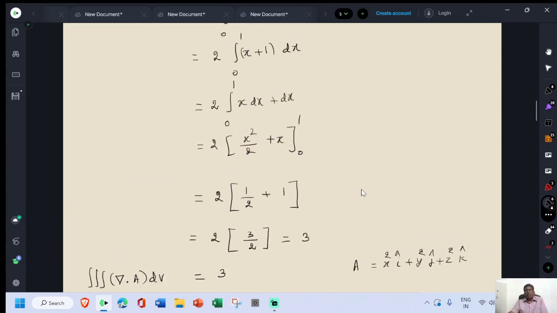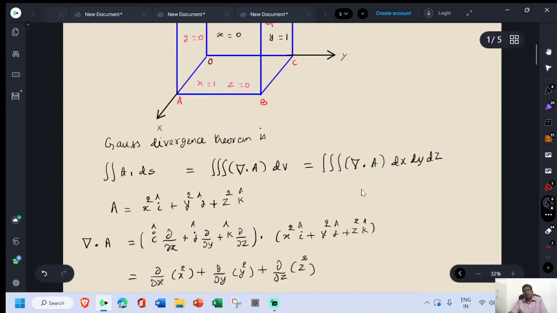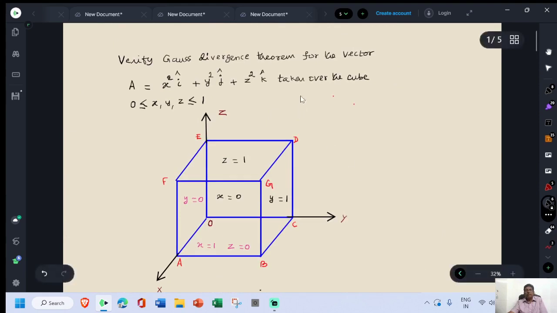For that, come to the problem. It is a cube. The vector A equal to x square i plus y square j plus z square k taken over the cube. Then the minimum value of x is 0, maximum value of x is 1. The same condition is true for all other cases. The lower value of y is 0, higher value of y is 1. Then lower value of z is 0, higher value of z is 1. So this is a cube.